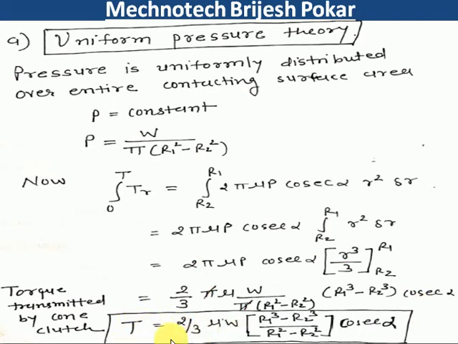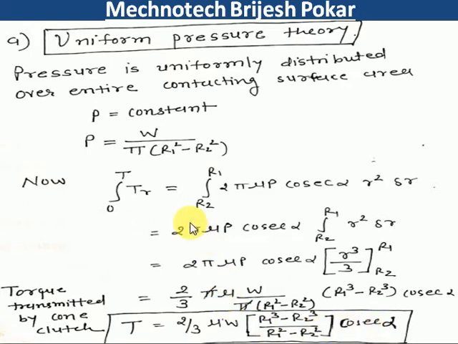You can remember this equation. It will help to solve problems of cone clutch and plate clutch. So the amount of torque transmitted by the cone clutch using uniform pressure theory is 2 by 3 mu W (R1 cube minus R2 cube) upon (R1 square minus R2 square) into cosec alpha.